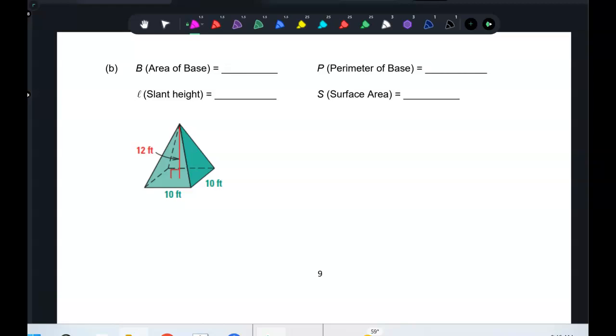Okay. Area of the base. 100. Good. 10 times 10. It's just a square. Listen, most of the pyramids I'm going to give you, the bases are going to be squares. Okay, how about perimeter of the base? 40. 4 times 10.